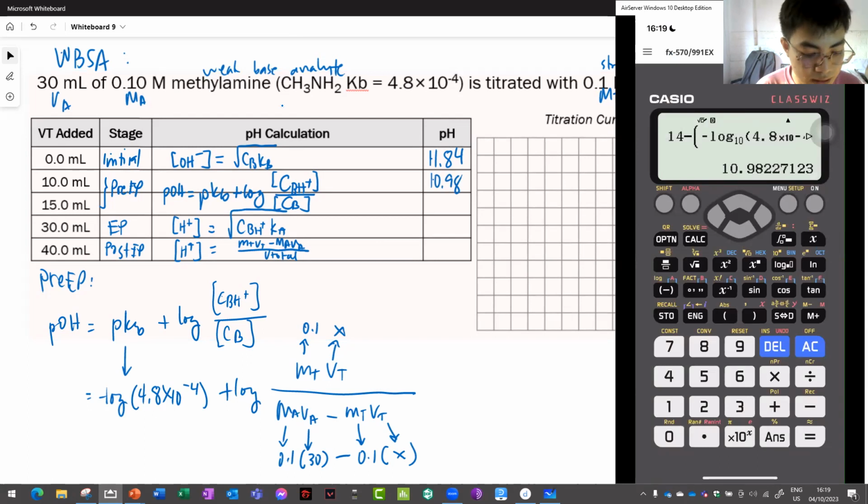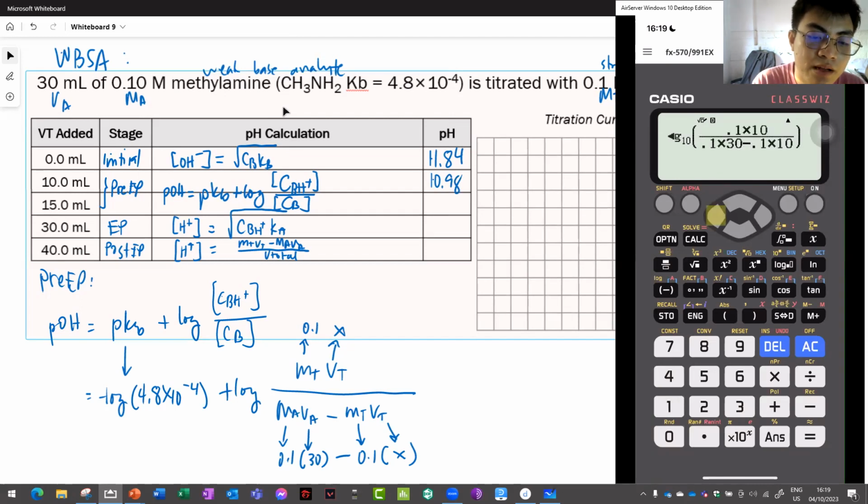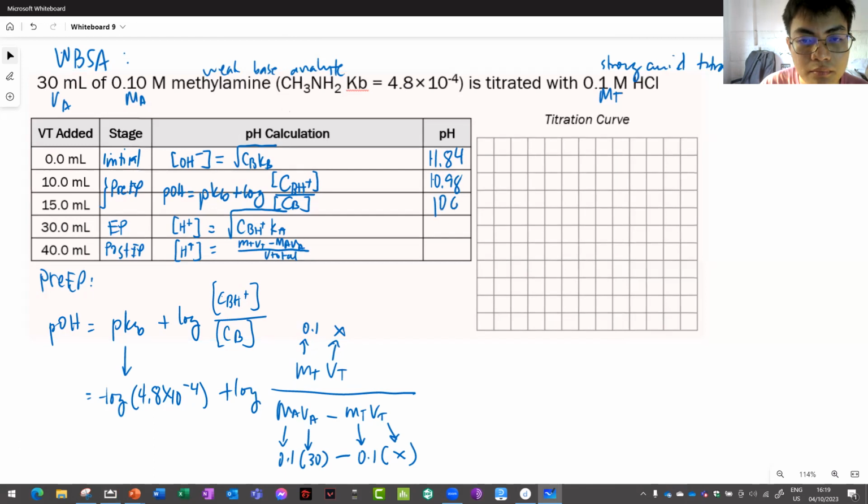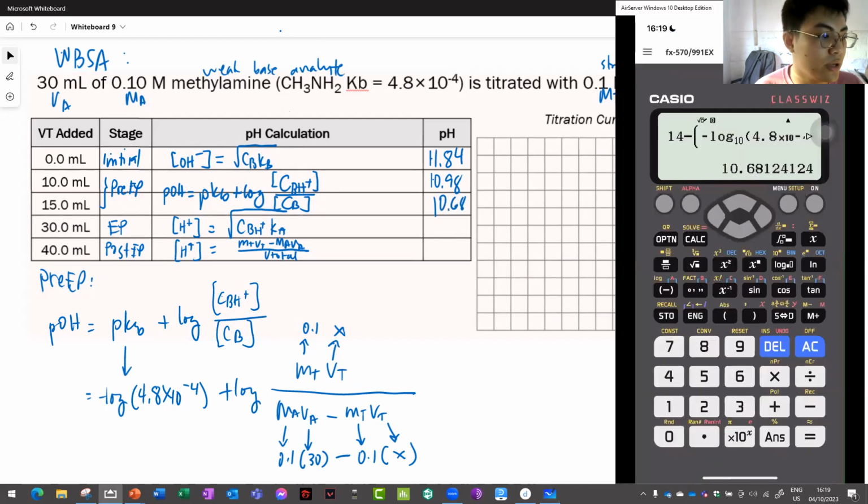Now for the second one, okay, let's do the 15 ml. So 15 ml, yung 10 palitan natin ng 15. Okay, so pretty straightforward. It's 10.68.